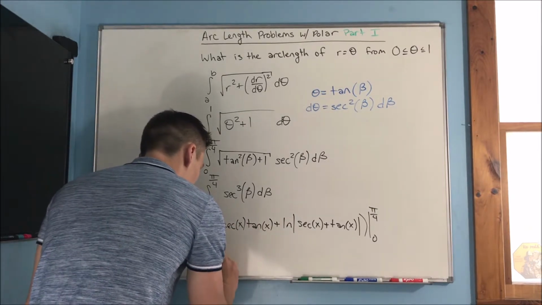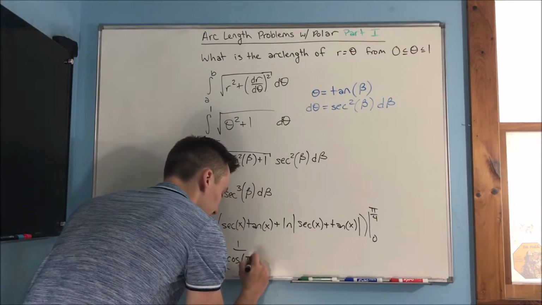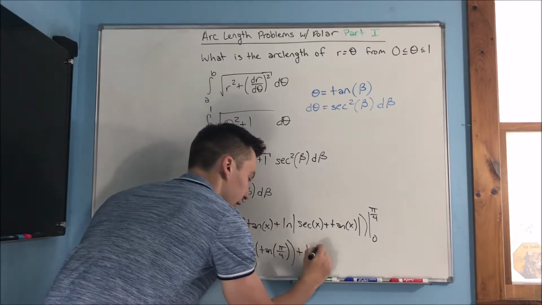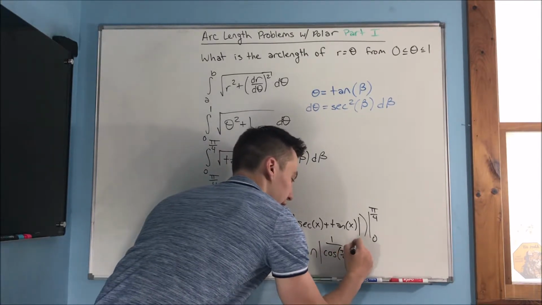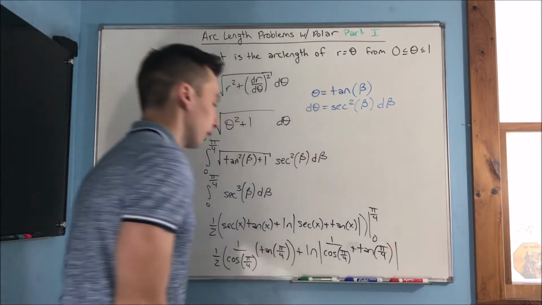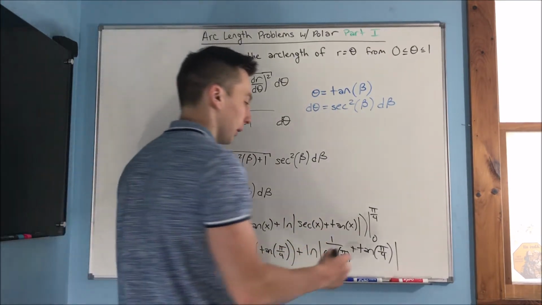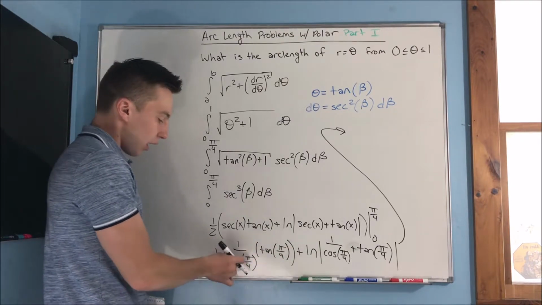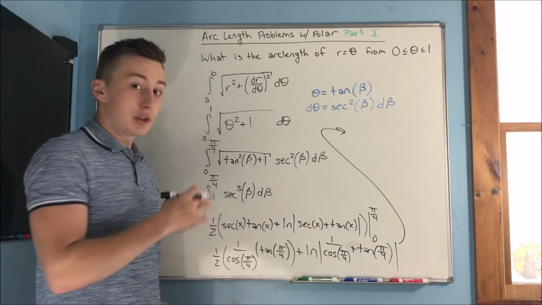Now, if we plug in pi over 4, we get 1/2 times, this will be 1 over cosine of pi over 4 times tangent of pi over 4. And then this will be plus the natural log of 1 over cosine of pi over 4 plus tangent of pi over 4. All right. Now, by the way, if you're not seeing it, I'm writing secant as 1 over cosine just because it'll make it a little bit easier for us. Doing our little evaluation here, or just simplifying this, 1 over cosine of pi over 4. Well, cosine of pi over 4, that's rad 2 over 2. You flip that up into the numerator, and you're just going to get rad 2.